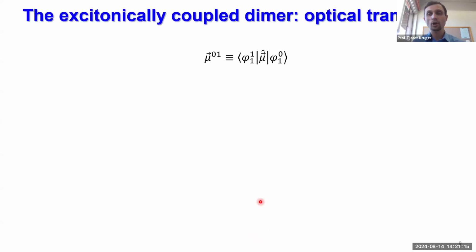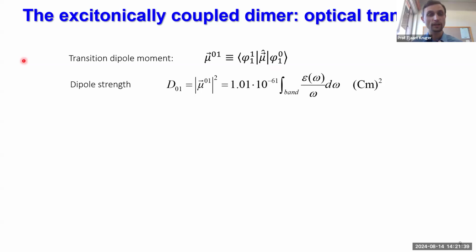Let's now look at optical transitions. In this case, we are considering our transition dipole moment, which is related to the transition from, say, our ground state to the excited state here, or state 1 of our coupled system to state 2 of our coupled system. This is our transition dipole moment.